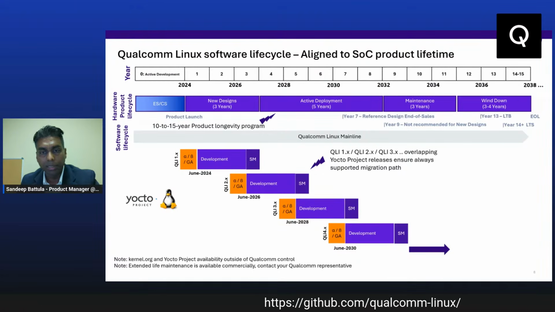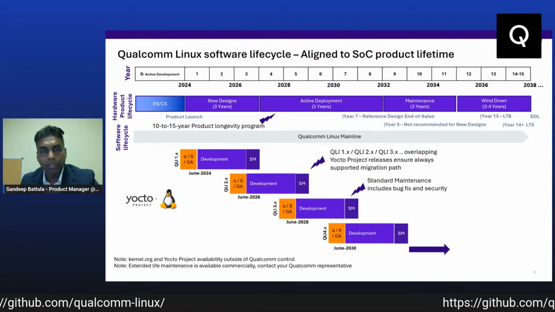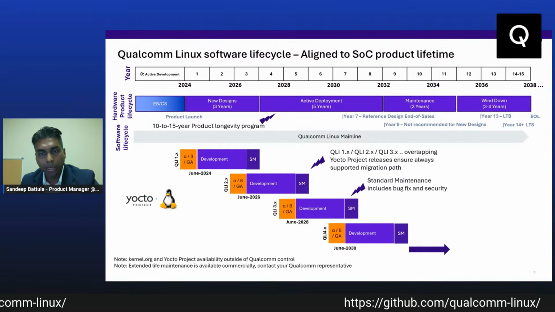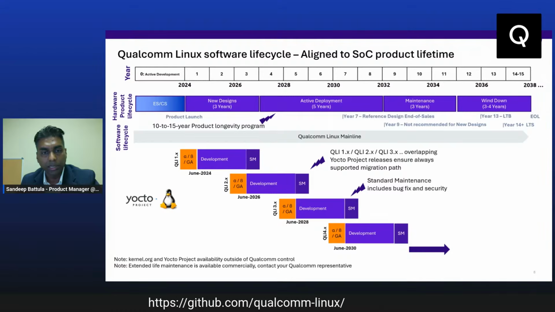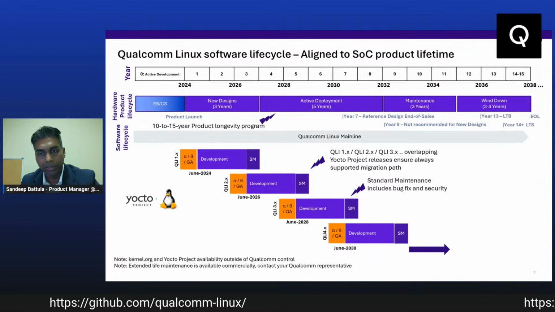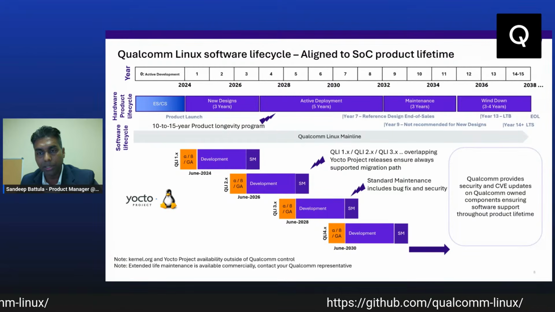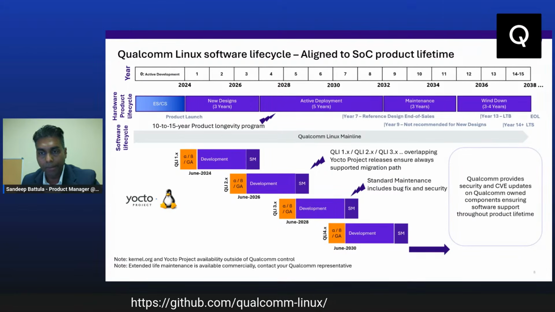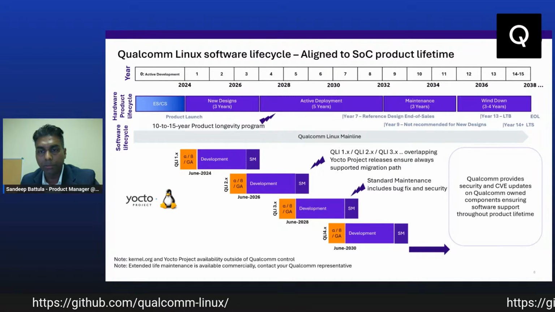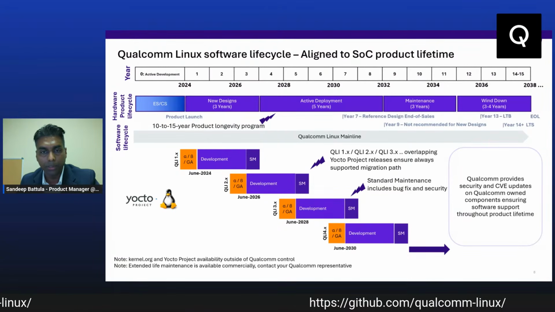And the standard maintenance includes bug fixes and security. For the major releases, we make sure they overlap so that you have a clear migration path. And also each cycle lasts for the software longevity. And Qualcomm provides security and CVE updates on the Qualcomm Dragonwing components. So we'll support the security and CVE updates on the Qualcomm components.